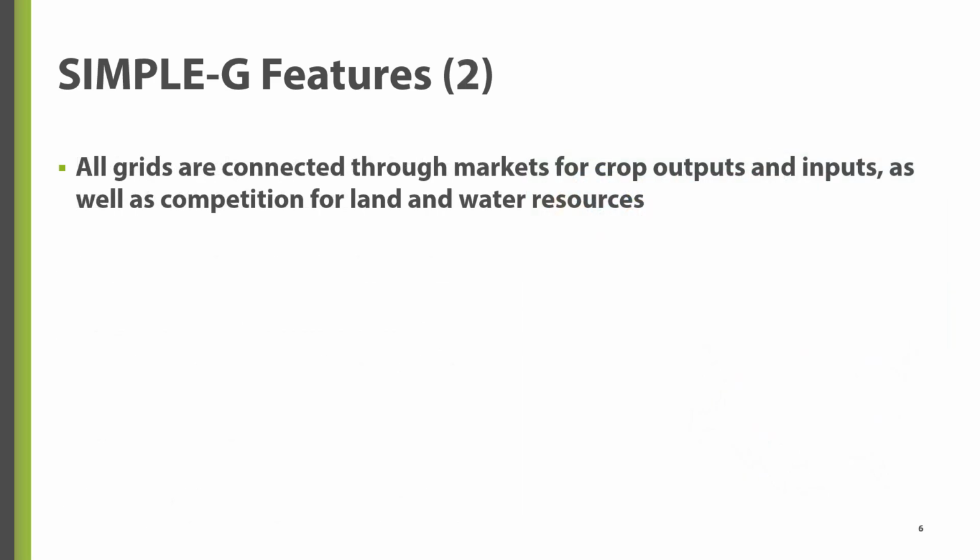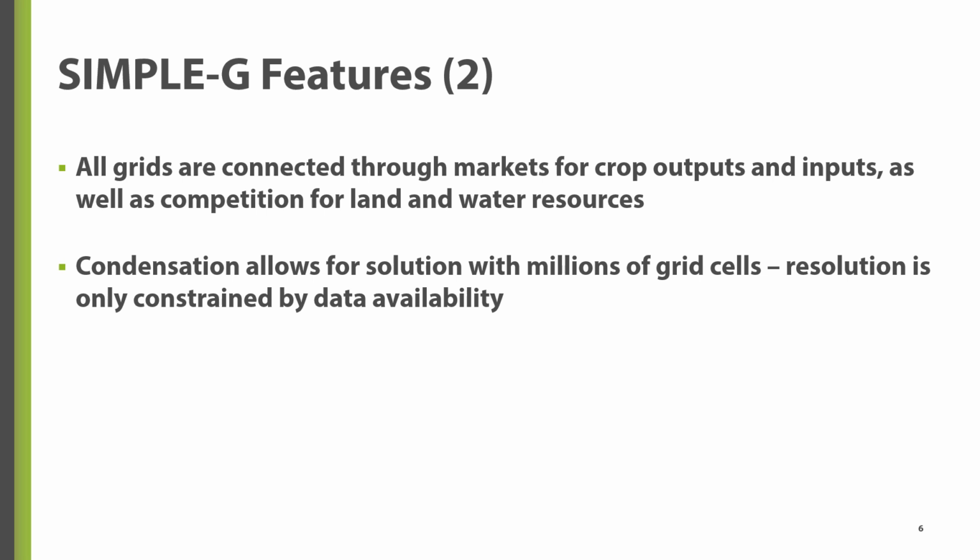An important concept in the Simple G framework is that all grid cells are connected through markets for crop outputs and inputs. Additionally, there's competition for land and water resources within geographic boundaries, which are typically grid cells or watersheds. The connection through markets allows for condensation of the model's equations, such that Simple G can be readily solved on a laptop with millions of grid cells broken out. The resolution of this framework is only constrained by data and parameter availability.